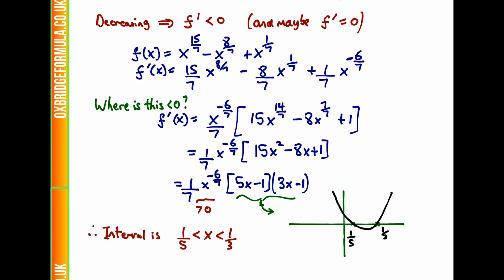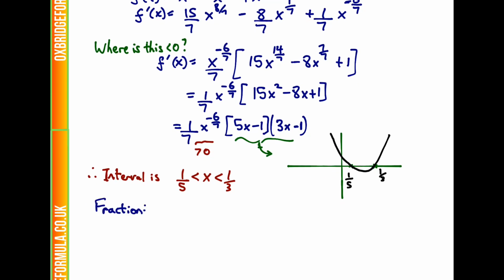So what is our fraction? If I draw a number line, this is our region that we want. So the fraction of this would precisely be 1/3 minus a fifth, which is 2/15, all divided by 1, which gives us the same answer. So our answer is A.